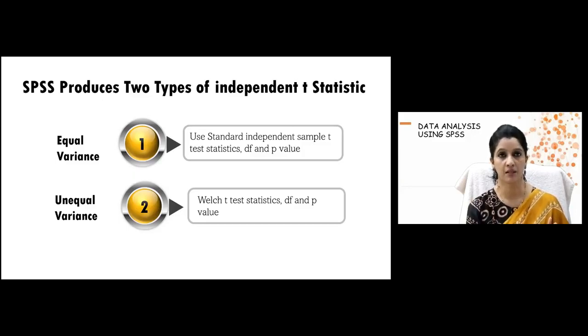While giving the command, we will see in the demo that SPSS produces two types of t-statistics, standard t-statistics and Welch t-statistics. If homogeneity of variance is met, that means it is of equal variance, then we use the standard independent sample t-test statistic, its degree of freedom, and p-value. If it is of unequal variance, then we use the Welch t-statistics, degree of freedom, and p-value.